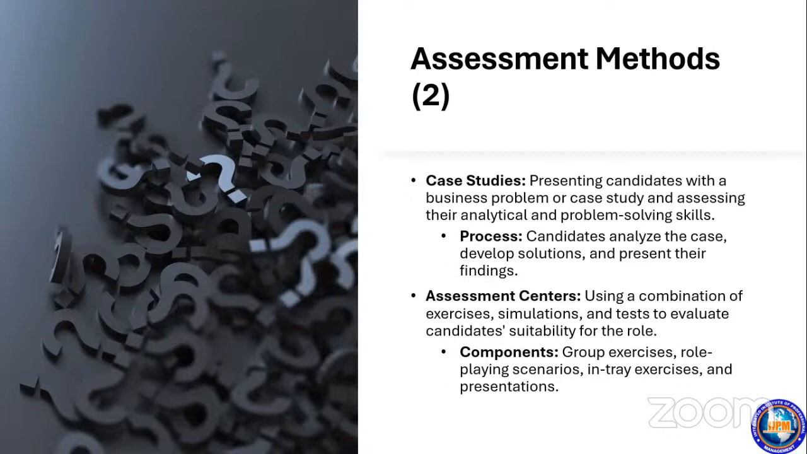Another one is through assessment centers. This involves using a combination of exercises, simulations, and tests to evaluate candidates' suitability for the role. You can do this by group exercises, role-playing scenarios, in-tray exercises, and presentations. And all of this would help you to assess the candidate properly.